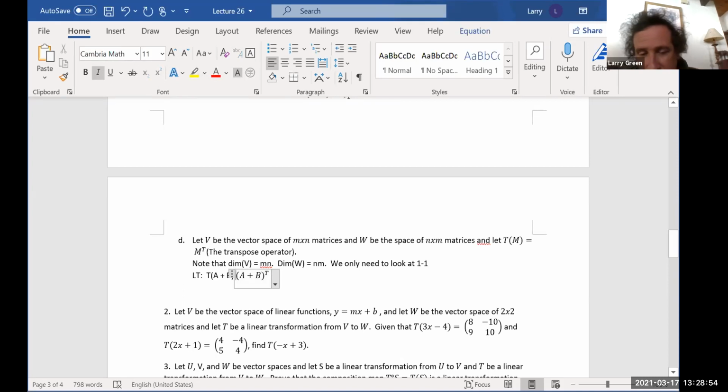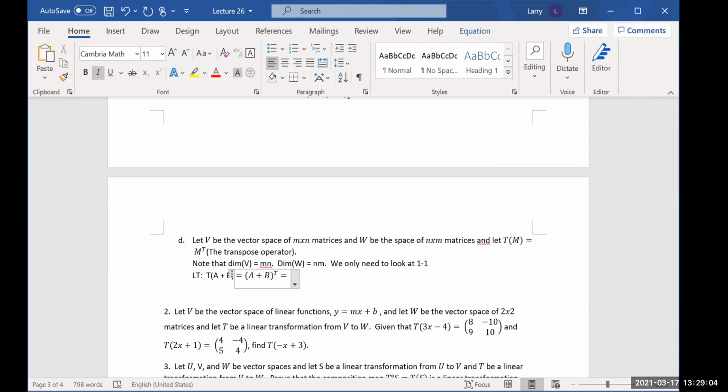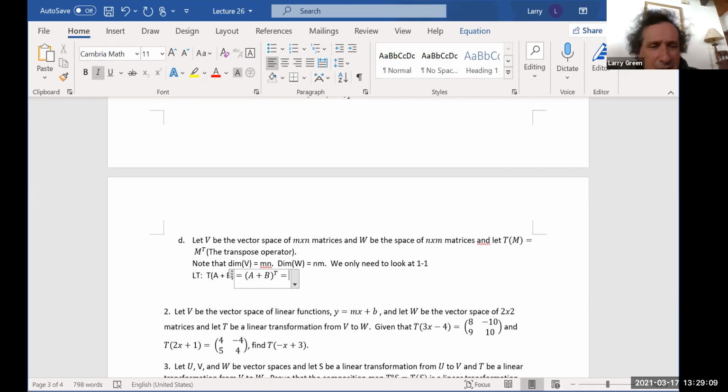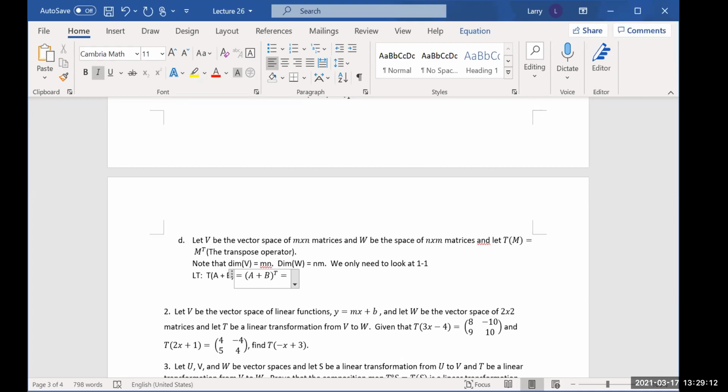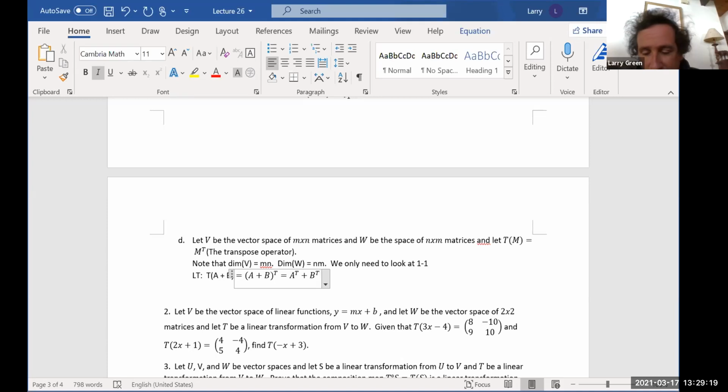Got to put the equal sign. Okay, but what can we do with A plus B transpose? A transpose plus B transpose. Yeah, we have that theorem. It's not a very hard theorem to prove. So that's A transpose plus B transpose. Okay, but A transpose is T of A by definition, and B transpose is T of B. Halfway there.